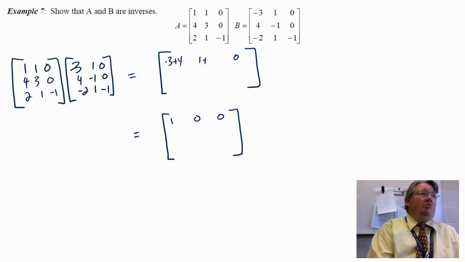Now, second row, first column. 4 times negative 3 is negative 12. 3 times 4 is a positive 12. So far, I've got nothing, right? 0 times negative 2 is going to be a 0. Perfect. Okay, second row, second column. 4 times 1 is 4. 3 times negative 1 is negative 3. 0 times 1 is 0, so I've got 4 minus 3 is 1. Second row, last column. I love this because the zeros are going to give me nothing, so nothing, nothing. 0 times negative 1 is nothing.